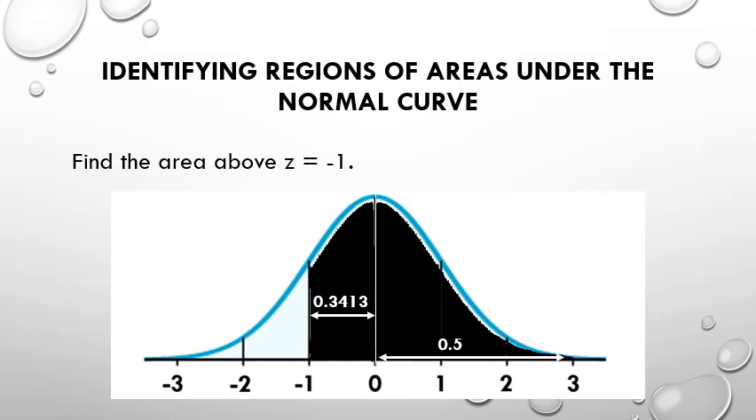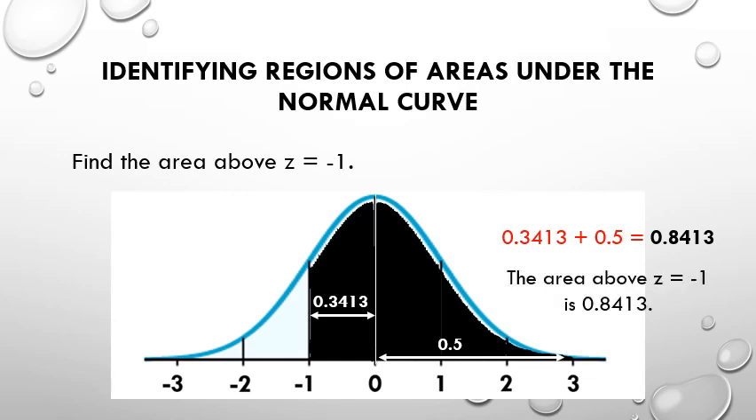So, para makuha ang iyang area, we'll simply add. We have 0.3413 plus 0.5. So, the answer is 0.8413. So, the area above z equals negative 1 is 0.8413. Okay, nasabtan ba?